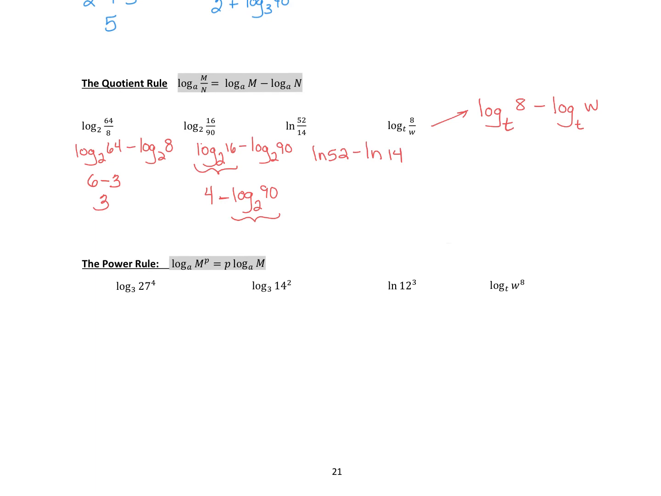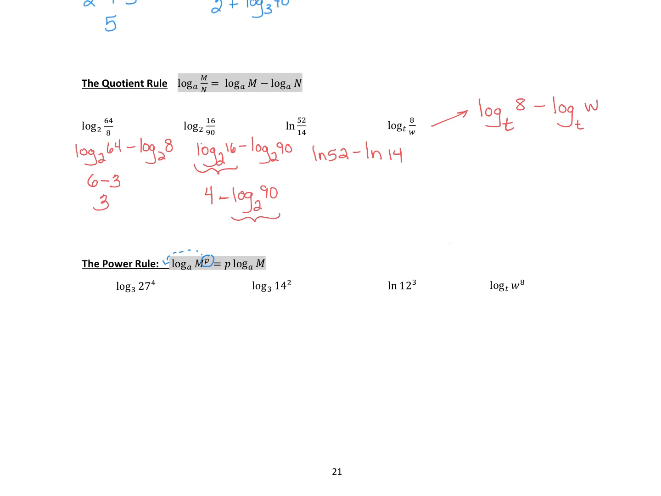The third rule that we have for logarithms is called the power rule. It says the log of something to a power is the power times the log of that something. In other words, we can bring this power, p, down in front of the log. Now we do have to be a little bit careful with this rule. I'll show you an example in just a moment, but let's take a look at this example.